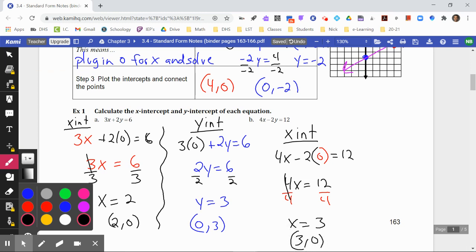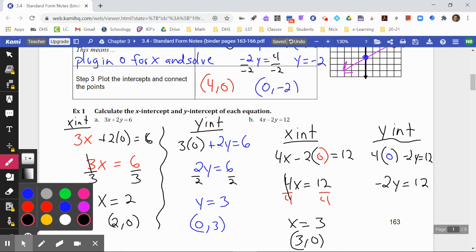So why don't you go ahead and pause the video and try finding the y-intercept. All right, let's see how we did here. For our y-intercept, that means we have to plug in 0 for x. So this is going to be 4 times 0 - 2y = 12. Well, 4 times 0 is 0, so really I have -2y = 12.